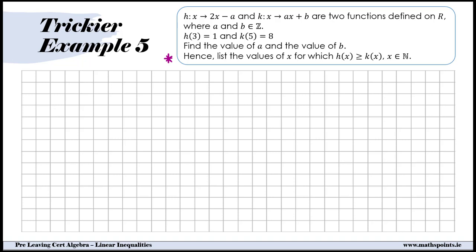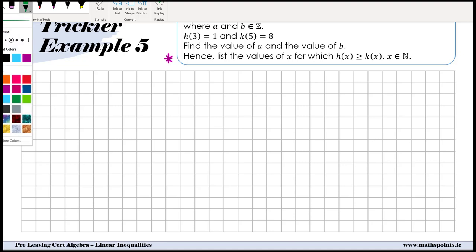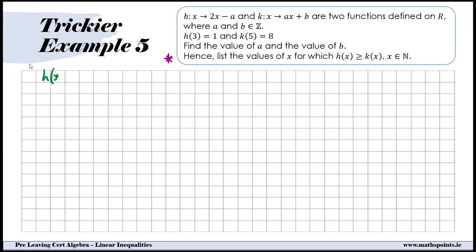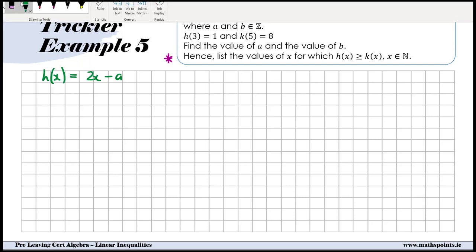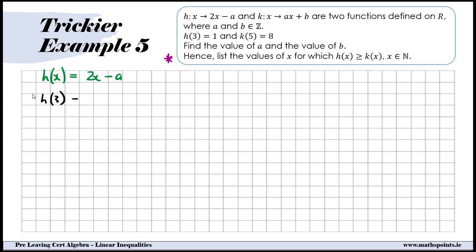So let's first write down each of the two functions that were given. So h of x is equal to 2x minus a. So that's our first function. And then we're told that h of 3 is equal to 1. So let's get that down. h of 3 equals 1.